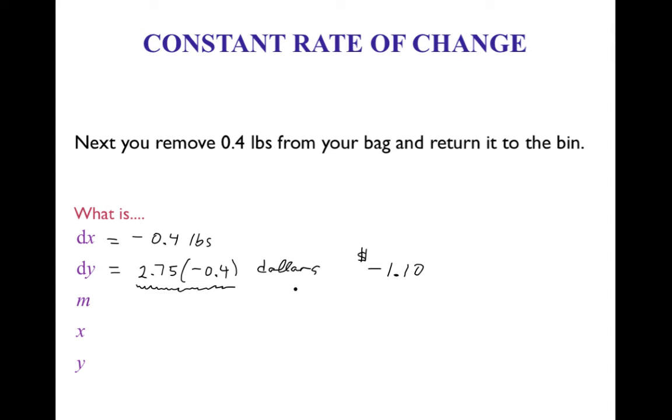All right. Is m now negative 2.75? No. Still positive. It still represents an increase of pounds, which means an increase in cost. X and Y? We still don't know how much. We don't have anywhere along the way here that we know exactly how many pounds we've taken or that total cost. We just know about the change.